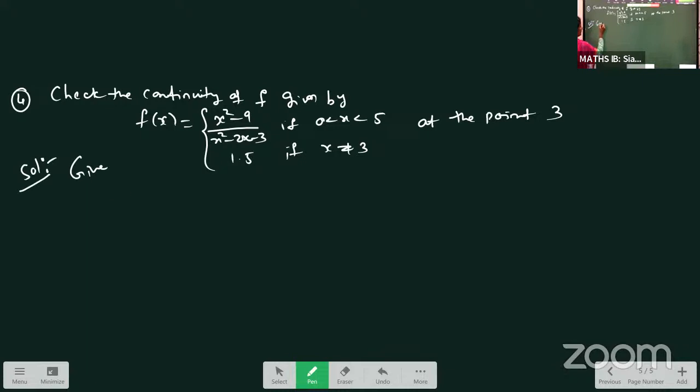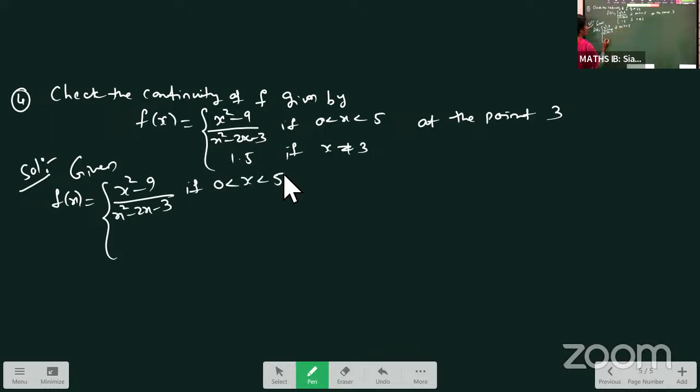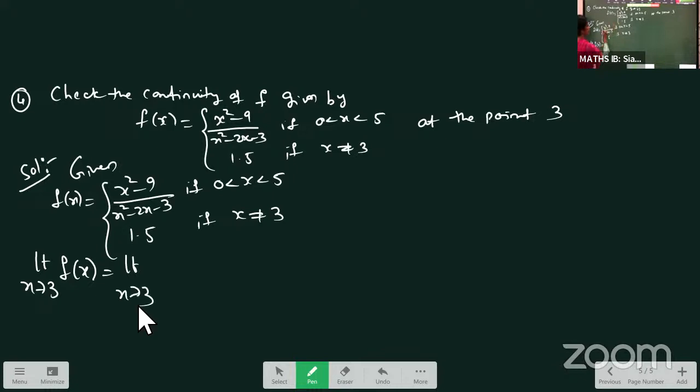Go to the question. Given f of x is equal to (x square minus 9) by (x square minus 2x minus 3) if 0 less than x less than 5 and 1.5 if x not equal to 3. Now, limit x tends to 3, f of x we have to find out. So limit x tends to 3, f of x value, what is given? x square minus 9 by x square minus 2x minus 3.